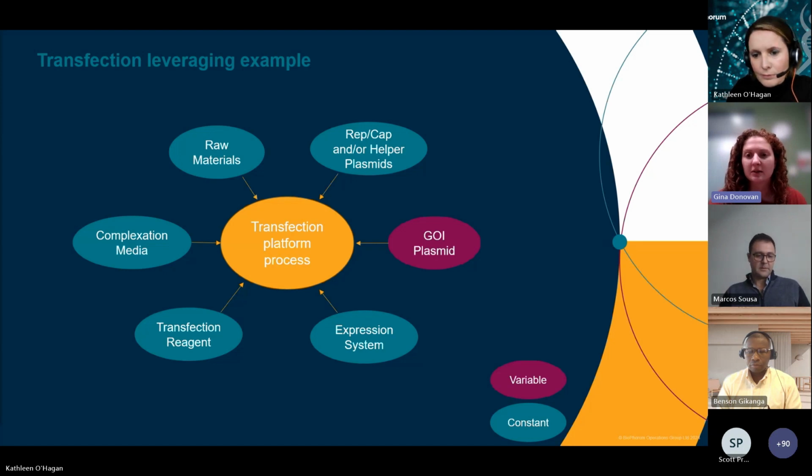So in this case, we're talking about transfection, and the platform process may include the same RepCap and helper plasmids, complexation media, raw materials, such as bioreactor type and size, transfection reagent, and expression system between all or a portion of products within a given portfolio. And then your main variable really becomes that transgene, and you can focus a lot of the development efforts on parameters that might exhibit gene of interest specific sensitivities.